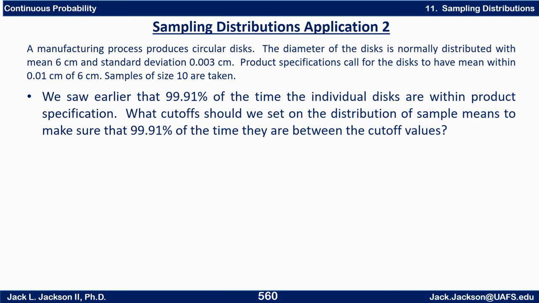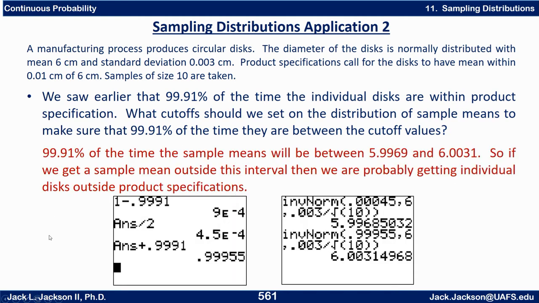So we saw earlier that 99.91% of the time the individual disks are within product specifications. What cutoff should we set on the distribution of sample means to make sure that 99.91% of the time they are between the cutoff values? See if you can figure this one out. Press pause, come back.